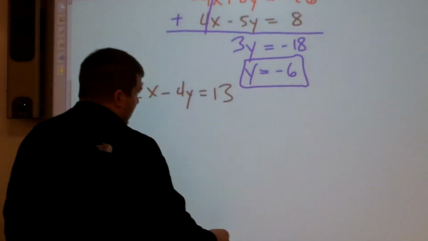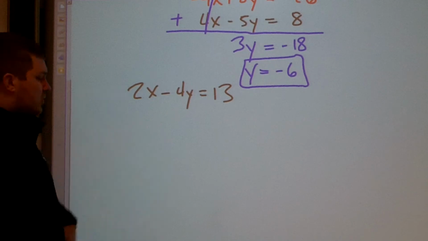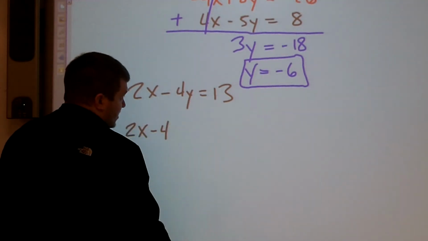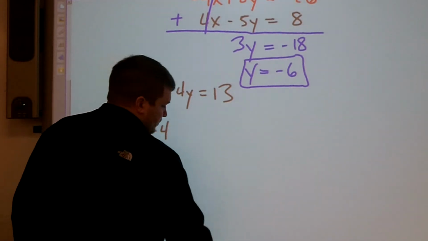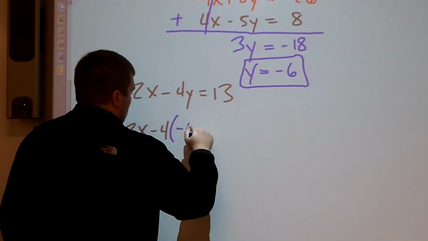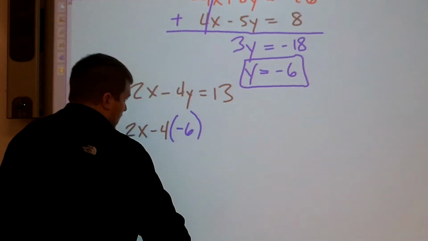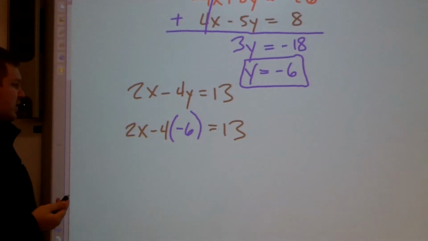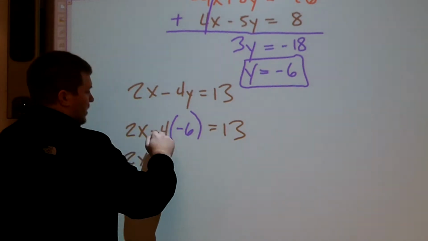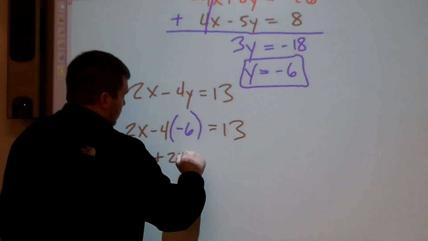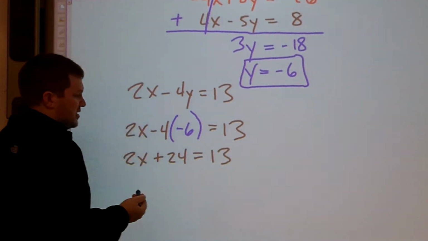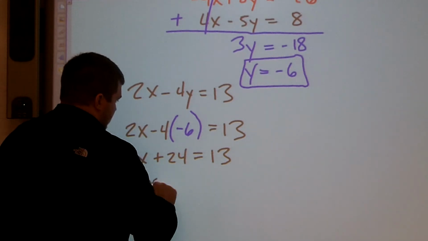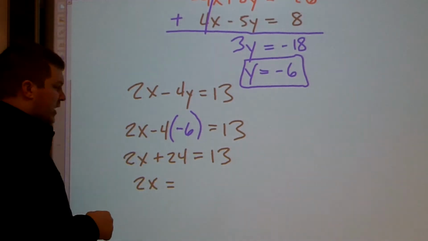So I've got a little bit of room now. Everywhere I see y, plug in a -6. So 2x minus 4 times -6 is equal to 13. Okay, let's go through and simplify. So I have 2x, negative makes a positive, so plus 24 equals 13. And now simply solve the equation, get x by itself. So subtract 24 on both sides, so 2x is equal to -11.